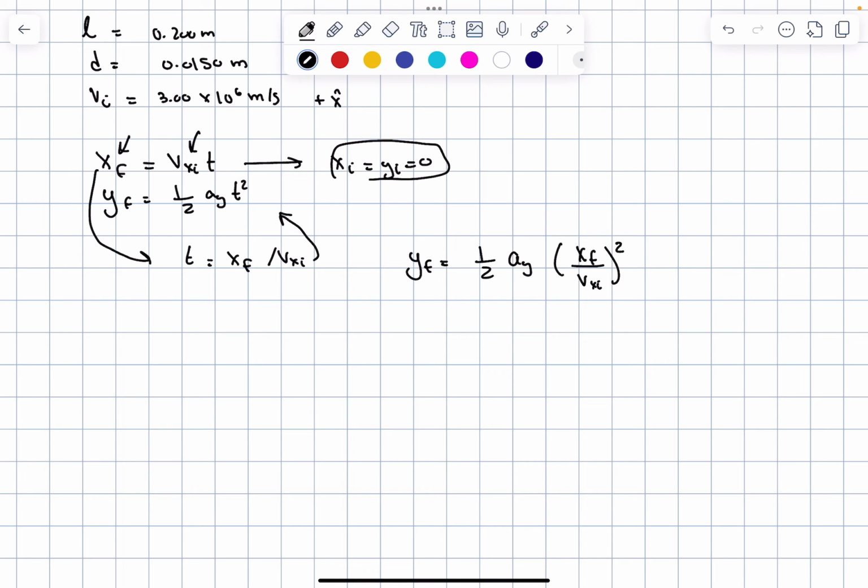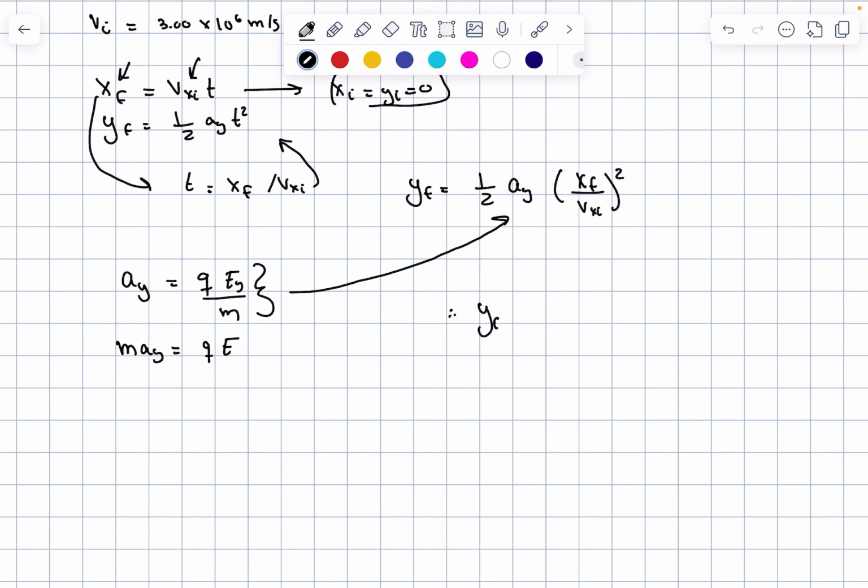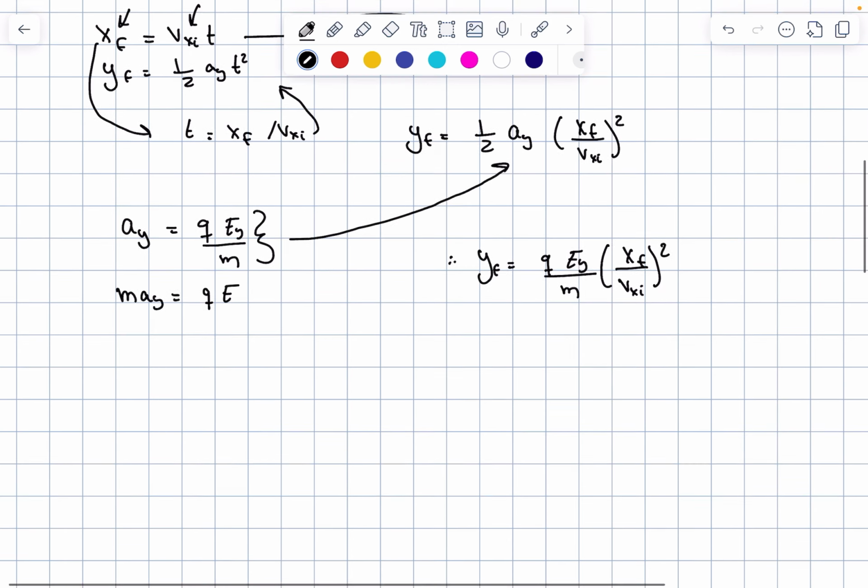Now, what is my acceleration? Well, I also know that because my electric field is only in the y direction, my acceleration in the y direction is going to be equal to q Ey divided by m. This just comes from the fact that we have mass times acceleration is equal to the force, which is q times E, right? So this is the equation that I'm going to use, and I'm going to plug that into this equation here. So y final is equal to q Ey divided by m, xf divided by vxi squared. So this is my equation.